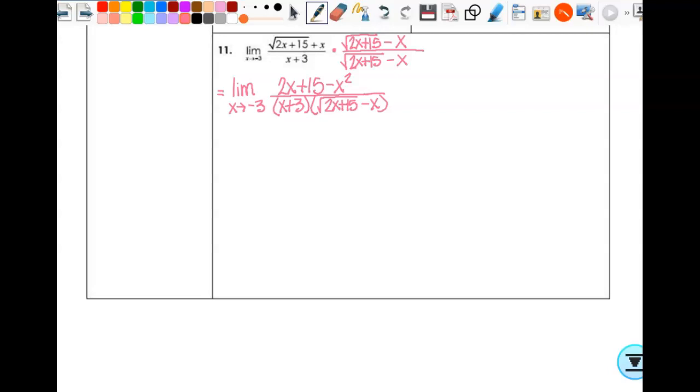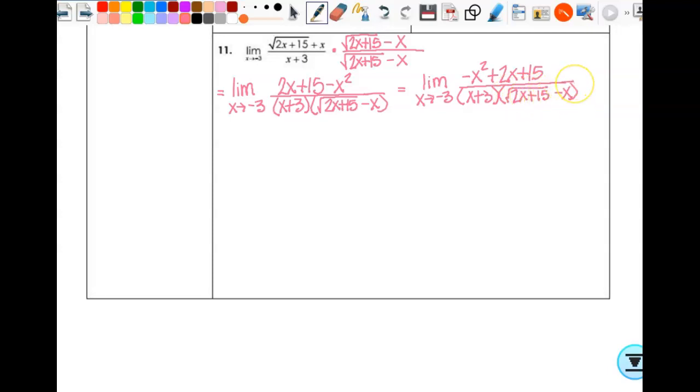Did we all get here okay? All right. So in the numerator, I've got a quadratic, so I'm going to flip it around where the x squared term is first. So I'm going to have the limit as x approaches negative 3 of, so give me negative x squared plus 2x plus 15 over x plus 3 times the square root 2x plus 15 minus x.